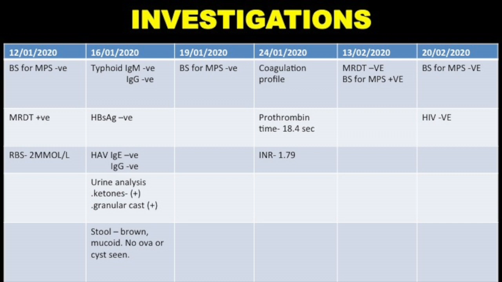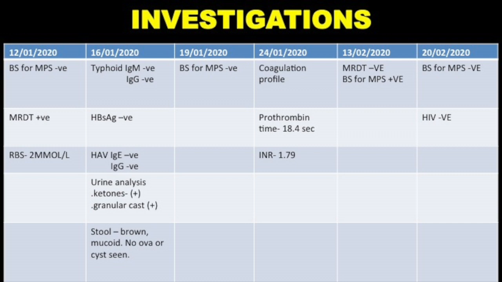Now, also due to the fevers, we decided to do a urine analysis. He had just ketones 1+, most probably because he has not been feeding well. He did not have any proteins, he did not have any glucose in the urine, but he had granulocasts. And his stool, which was brown, no ova and cyst were seen.